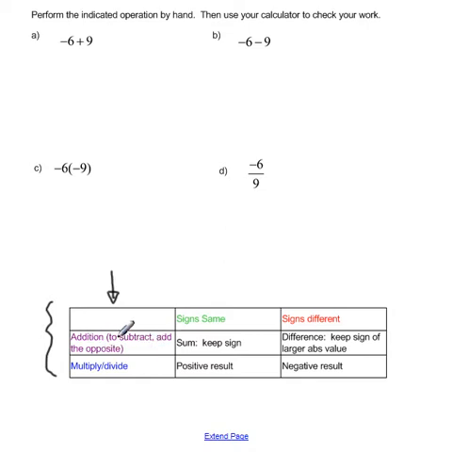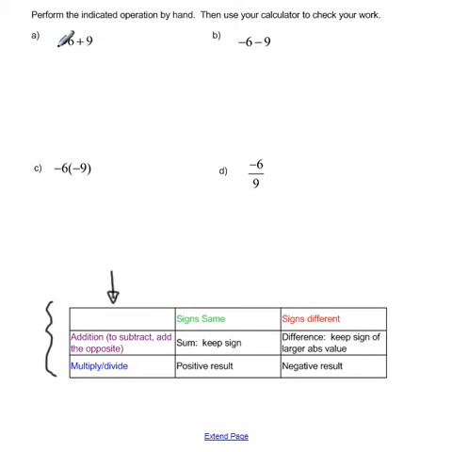And we know that when we're adding signed numbers, if the signs are the same, we take their sum, we add the numbers, and we keep the sign. But if the signs are different, we take the difference of the absolute values and we keep the sign of the larger absolute value. So that's when I'm doing addition, and subtraction gets thrown in there as well. Different rules for multiplying and dividing. When we multiply or divide, if the signs are the same, if they're both positive or both negative, we get a positive result. But if the signs are different, if one's positive and one's negative, we're going to get a negative result. So we want to keep these rules in mind when we approach these problems.